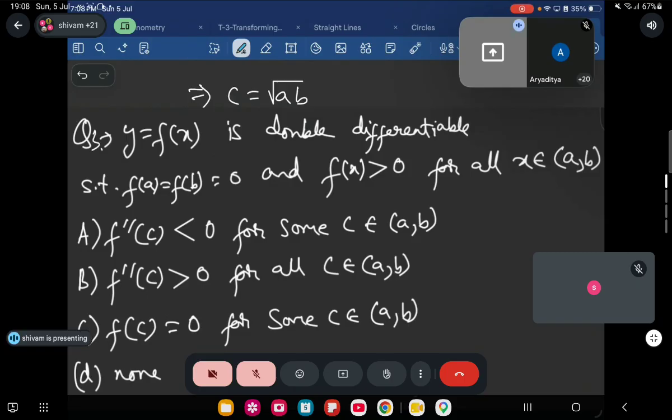What is given in the question? Y equal to f of x is double differentiable such that f of a is equal to f of b is equal to 0. F of x is greater than 0 for all x belongs to (a, b). So option A is given: f double dash c is less than 0 for some c belongs to (a, b). Option B: it's greater than 0 for some c belongs to (a, b).